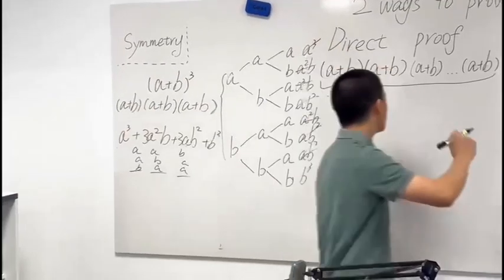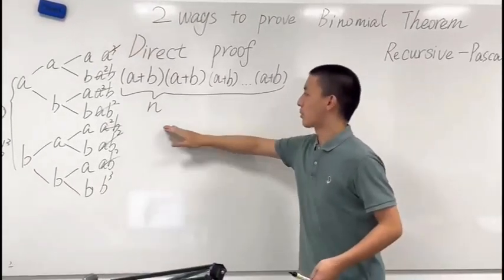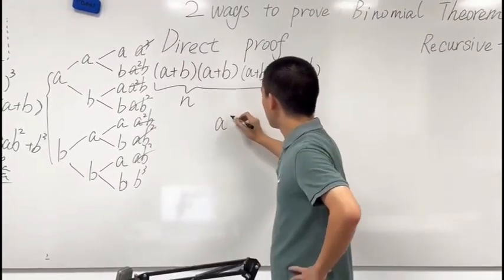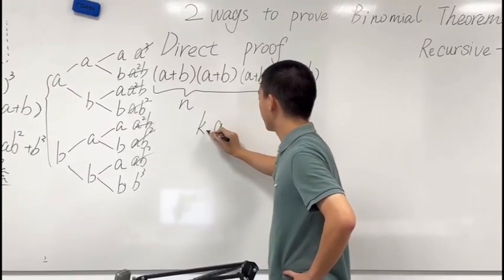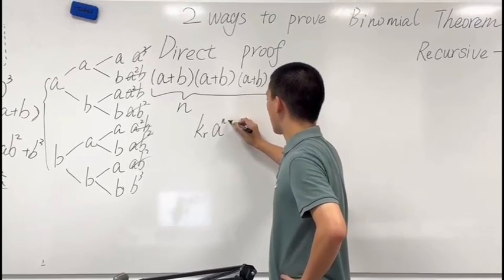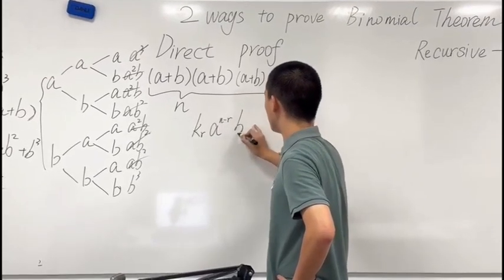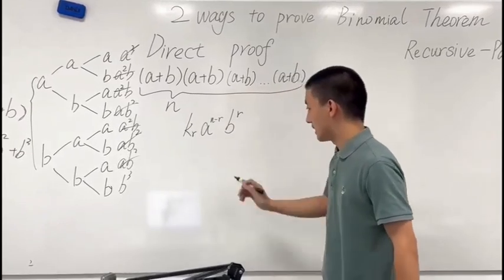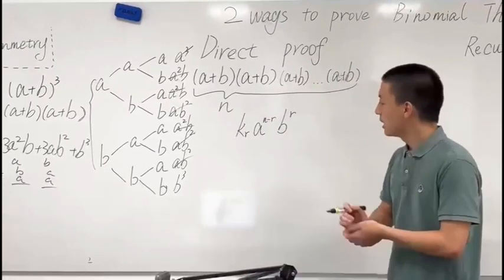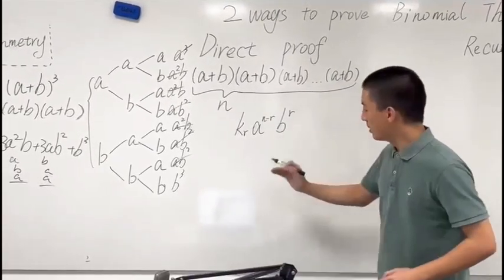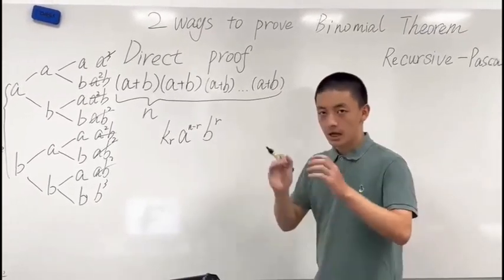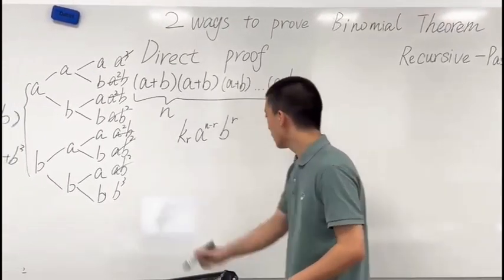So how can we extend it to power of n? If we want to get the coefficient of a to the power of n minus r times b to the power of r, it's the same as the number of ways to arrange n minus r amount of a and r amount of b on n positions. Therefore, we can use the formula.